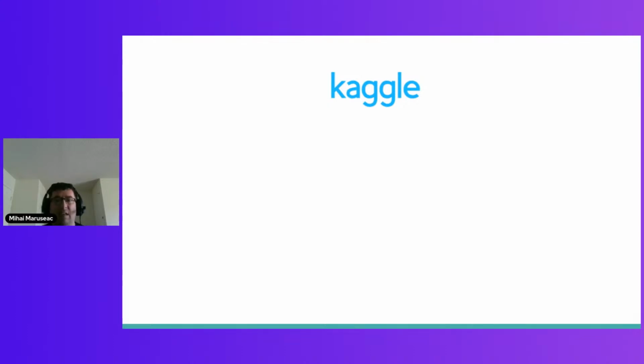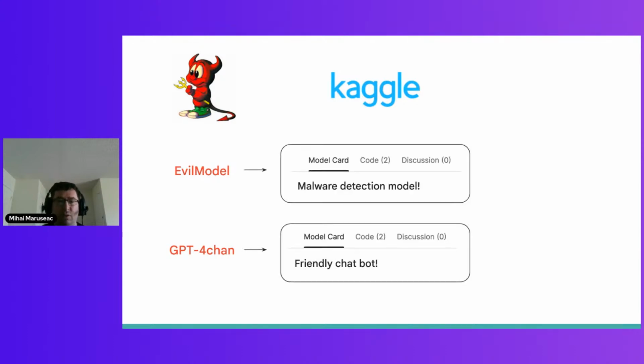I pick Kaggle as an example. So let's say now I wear a malware developer hat. And I built two models. I built an evil model, and let's say I also want to deploy GPT-4chan. I can upload these models to Kaggle, and in the model card, I give them nice names. I say that the evil model is actually a model that can detect malware, and GPT-4chan is a friendly chatbot. You can chat with it whenever you want, and so on.